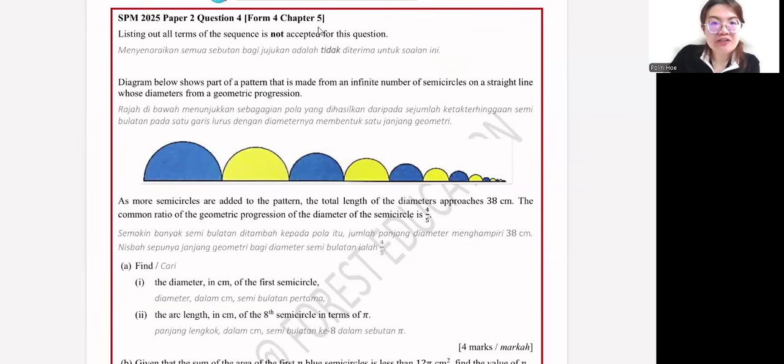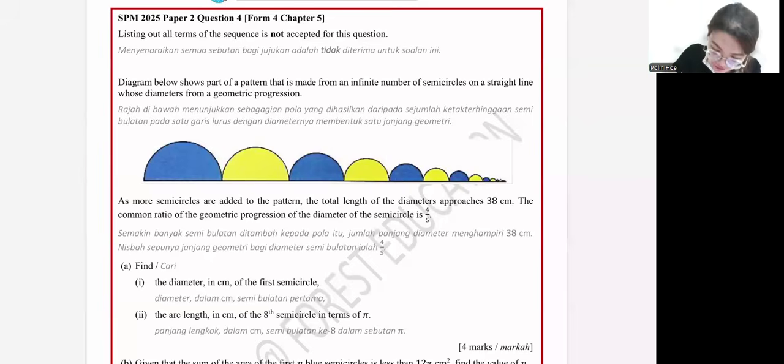Next, this is Form 4 Chapter 5 in SPM 2025 Paper 2 Question 4. And in your test paper, you are given the colored semicircle with blue and yellow. This is not a color one, okay? Diagram below shows part of the pattern that is made from infinite number of semicircles.